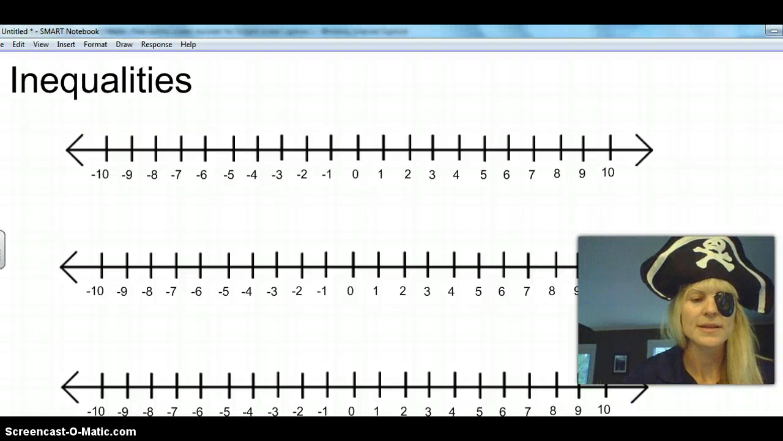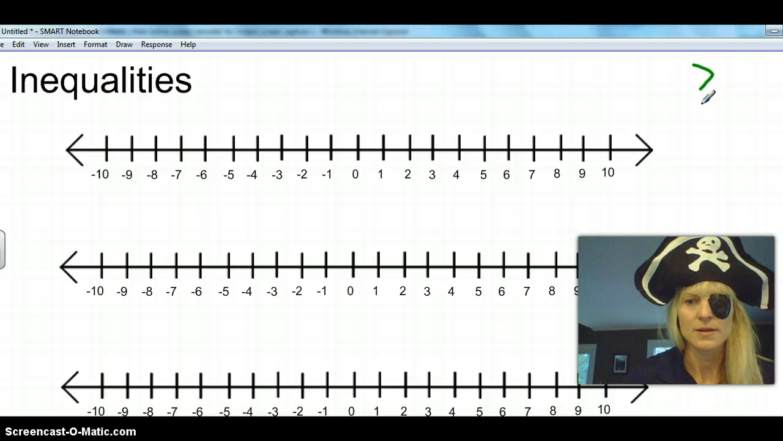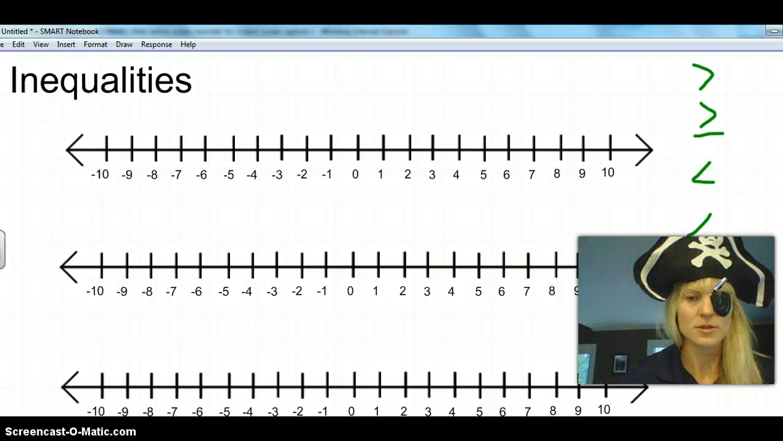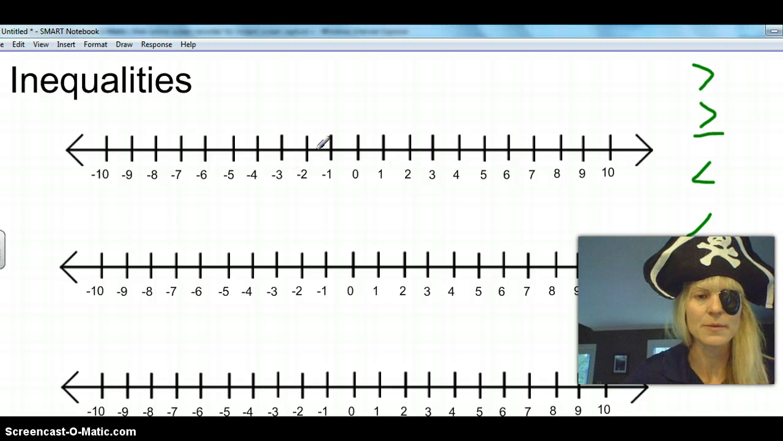Okay, so tonight's lesson is going to be on inequalities. Hopefully you can remember that inequalities have several symbols. We have the greater than, the greater than or equal to, less than or equal to, and then we have just equals. We want to look at several situations where you have to write something with an inequality and then graph it on a number line.